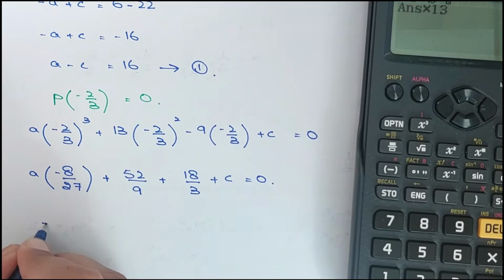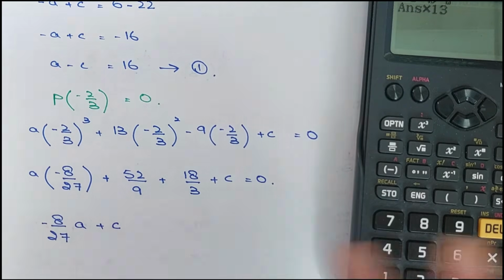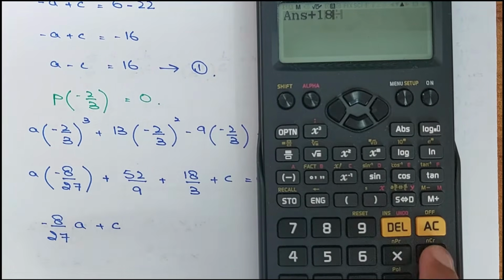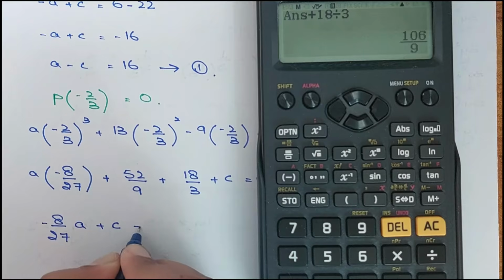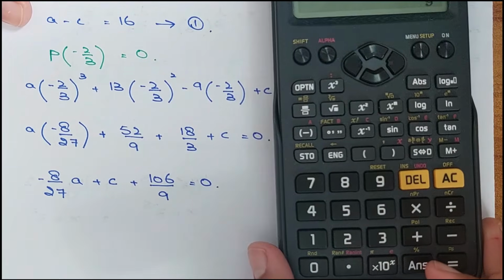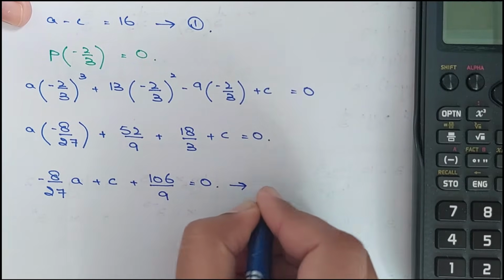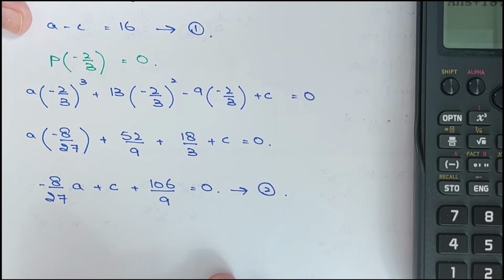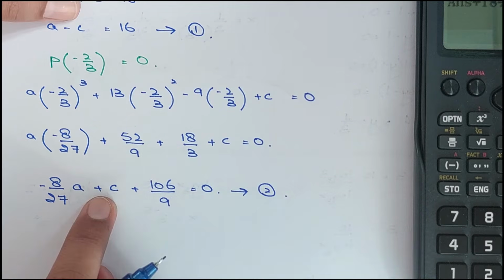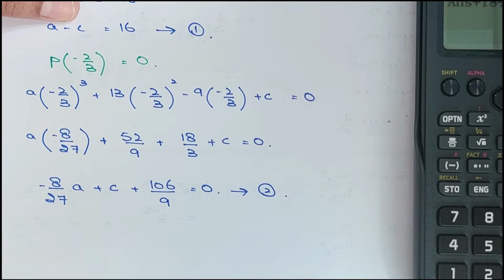Now with a, we have minus 8 over 27a plus c, and the two constant terms are 52 over 9 plus 18 over 3, which is 106 over 9, right? Okay, so if I consider this as my second equation, now we have two equations: a minus c is 16 and this one. So if I can add the two equations, yes.